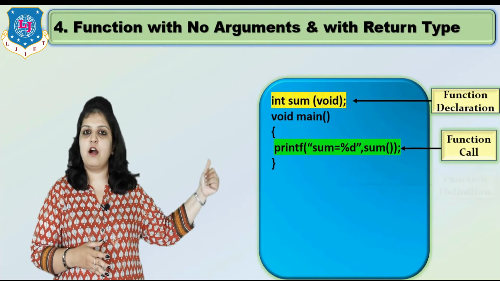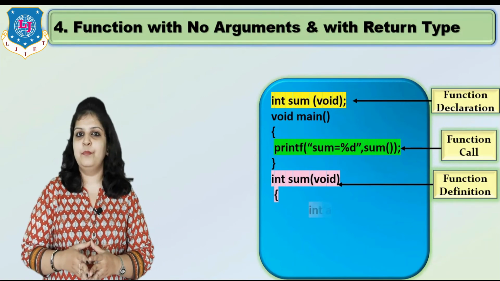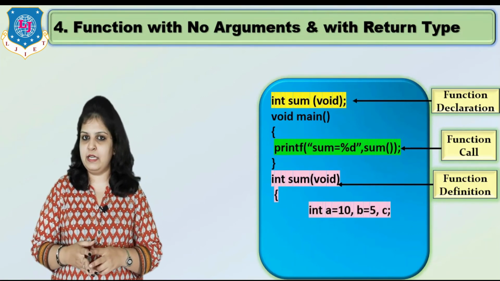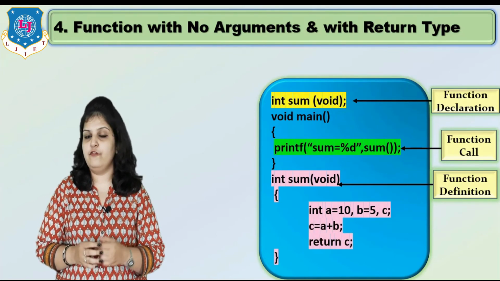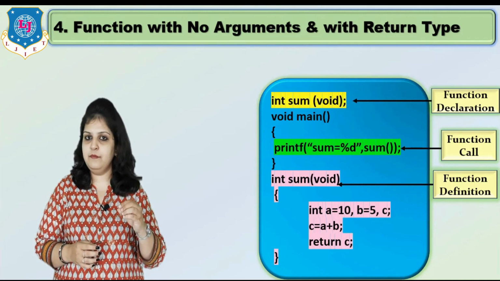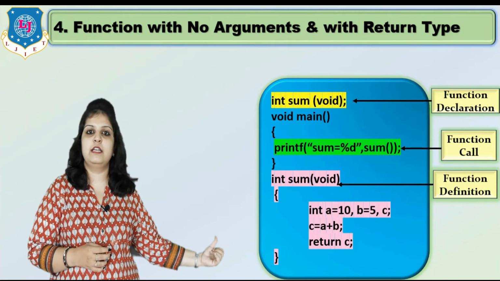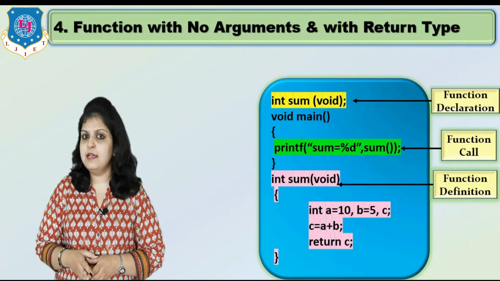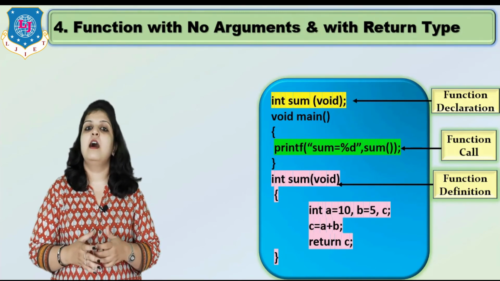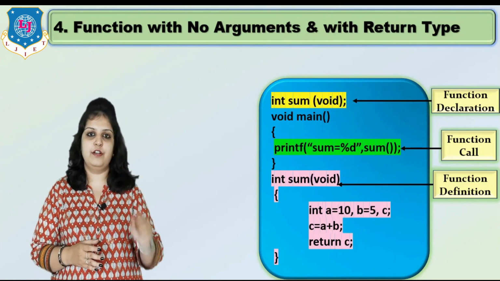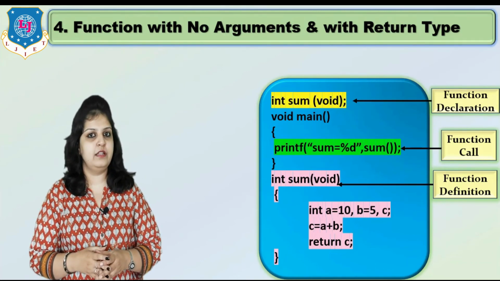So when this function is called, it will go to the function definition. But now the change is in the input, because in the previous two categories with arguments our input was passed from the main function, but here there is no argument, that's why we have to write our input in the function definition part. So declare integer a is equal to 10, b is equal to 5, c is equal to a plus b. Now 10 plus 5, 15 will be stored in our c variable, and we have to return it to the main function. So return c, the return statement is required because our category is with return type.